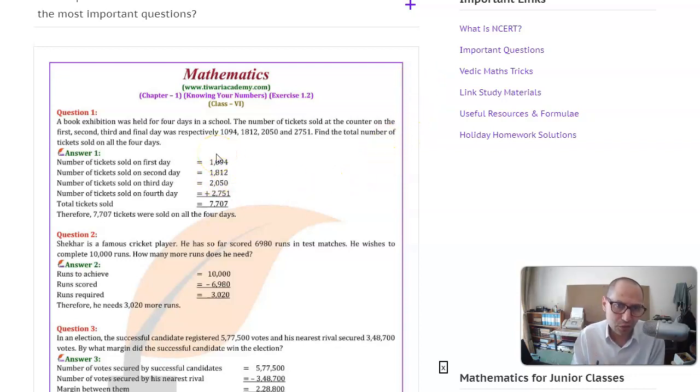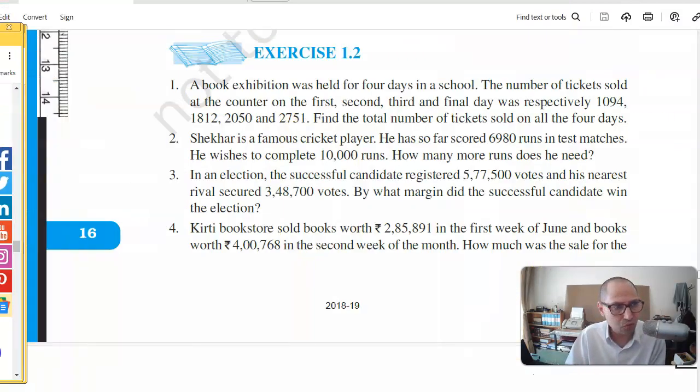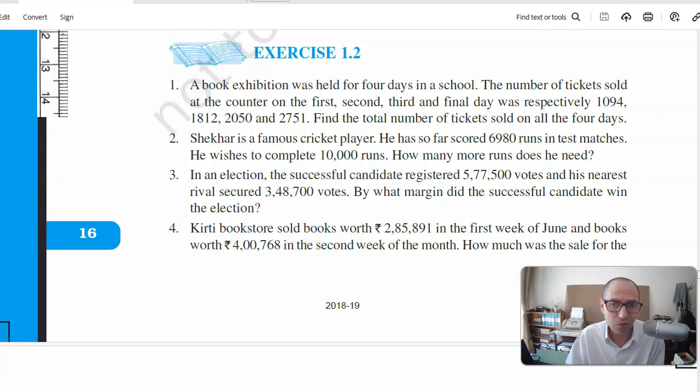And that's it. All the solutions of all the chapters of all of these books, from class 6 all the way up to class 12, you can find on this website. And if I happen to do any of these courses on my own, then the solution in video format is always in the courses.